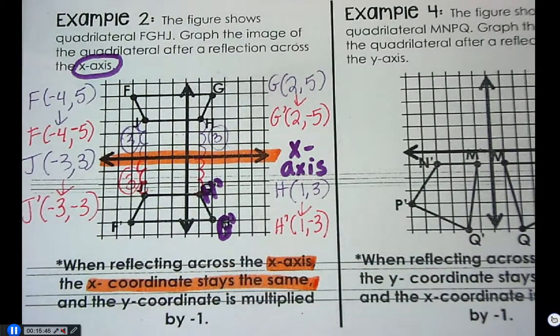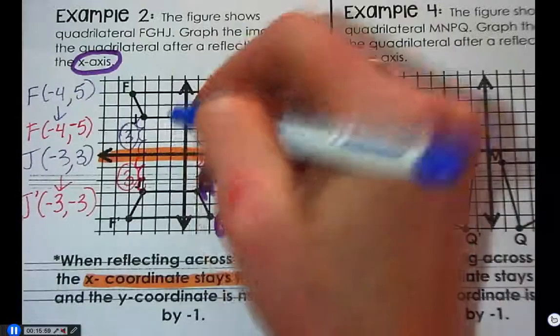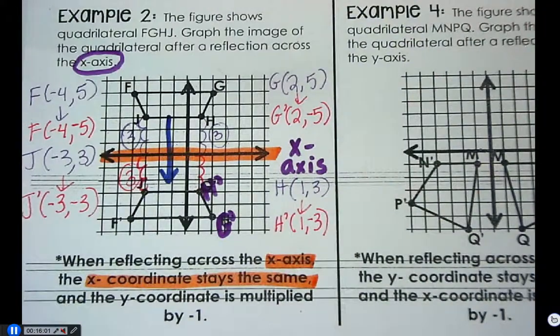That's easy to remember. When you're reflecting across the x, x stays the same because you're just going across it. You're not leaving its position on the x, you're going across it. You can see that this shape is simply crossing the x-axis and flipping as it does so.